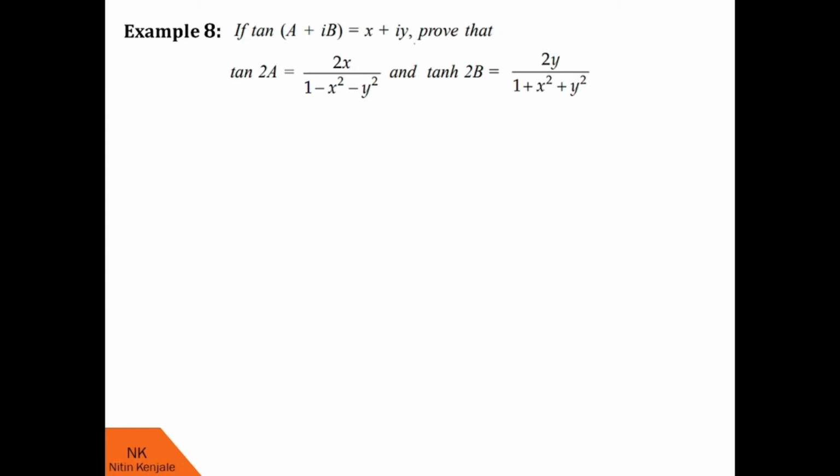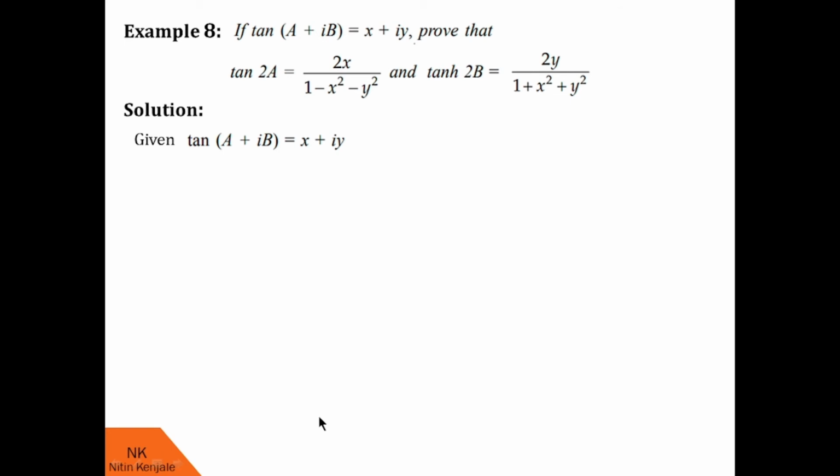Now let us proceed with example number 8. Here we are given that if tan of a plus ib is equal to x plus iy, then we have to prove that tan 2a is equal to 2x upon 1 minus x square minus y square, and tanh 2b is equal to 2y upon 1 plus x square plus y square. Let us see its solution.